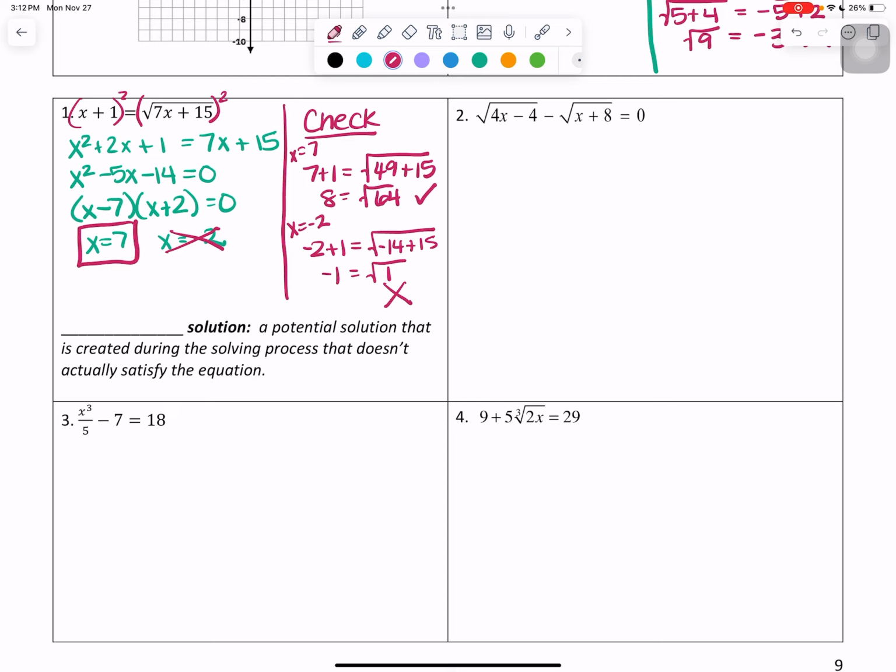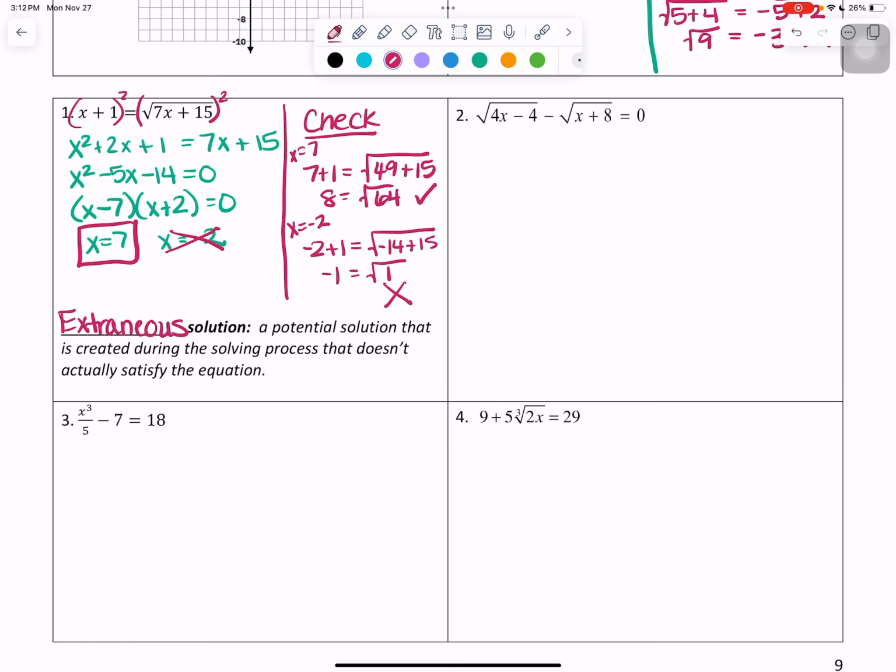So x equals 7 is truly the correct answer, even though algebraically I was able to get another answer. So remember, we've had problems like this in the past, but this is my extraneous solution, where in the solving process you can come up with a solution that doesn't actually satisfy the equation. When you plug it in, it does not work, okay? Now again, you could just graph each side. Where do they intersect? The x value is your answer.